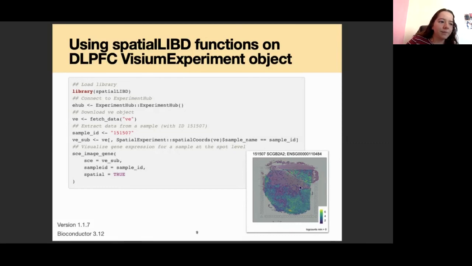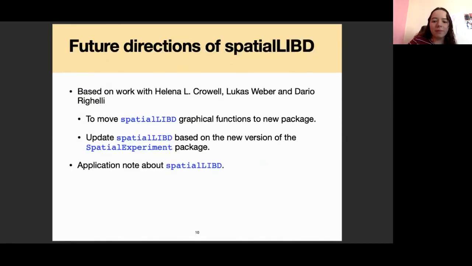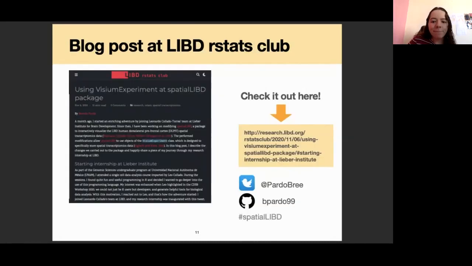The future plans for spatialLIBD are based on work with Helena L. Crowell, Lucas Weber, and Dario Righelli, and are to decide if it is optimal to move the package graphical functions to a new package, also to update spatialLIBD based on the new version of spatialExperiment. And in addition, we will write an application note about the package.